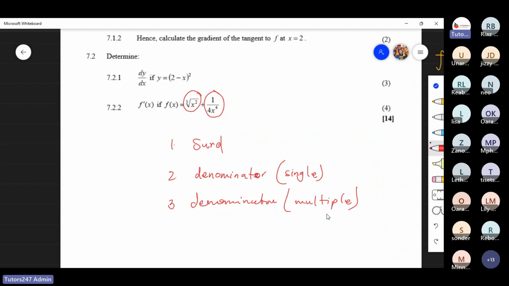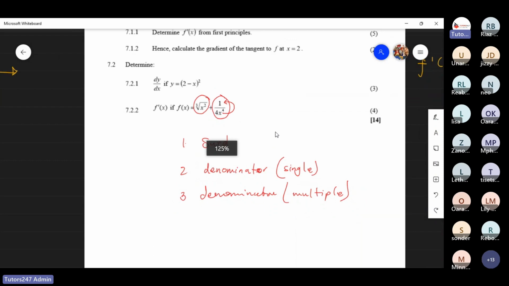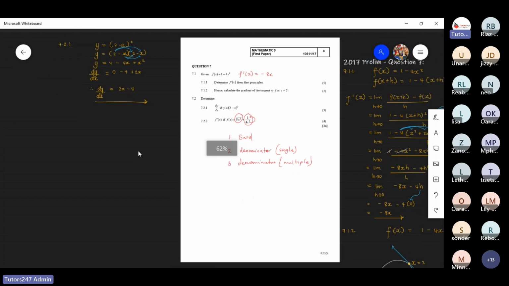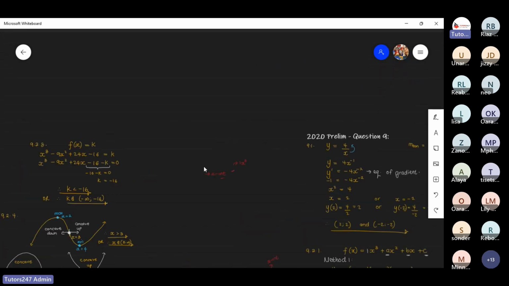So when it is a single denominator, all we need to do is move x to the power 4 to the top. But if it has multiple denominators, we cannot just move it to the top. So to explain the difference between a single and multiple denominator, let us take a step back and revisit the question we did last week, or actually the week prior to last week. That had a double denominator, if I'm not mistaken. Let's have a look.